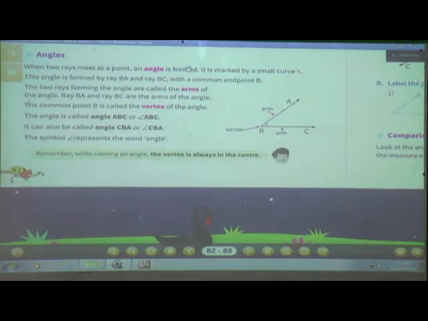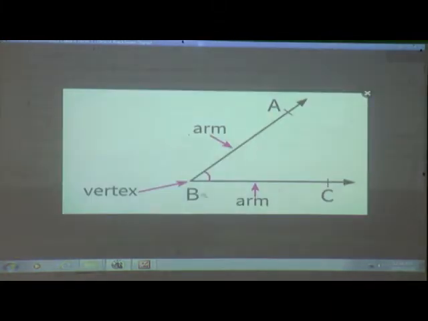Now we are going to study about angles. Now what is an angle, students? Tell me. Can you? Now I will show you. See, can you observe the picture here? Just look at this angle properly.